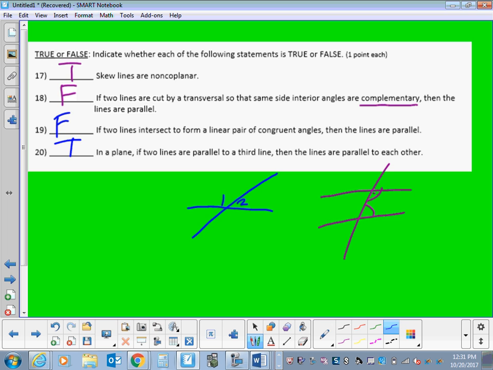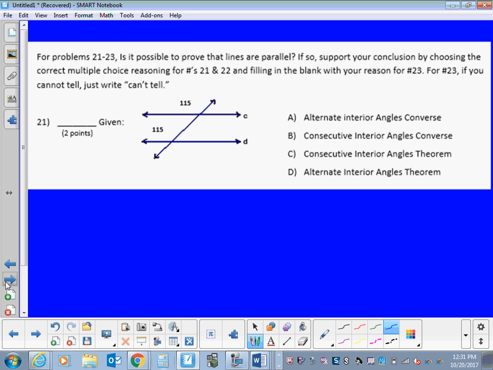Any questions on this? All right. This says, how do we prove that these lines are parallel? So let's look at these two angles. This angle is 115. That angle is 115. What's the angle relationship? Oh, we have to go over this.